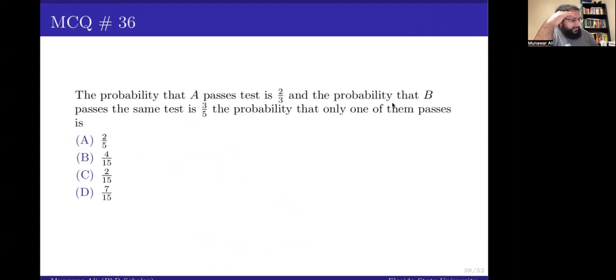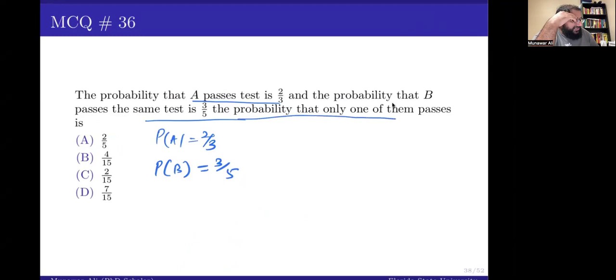Okay. So the next one is about probability. The probability that A passes a test is 2/3. So P of A, let's say, is 2/3, and the probability that B passes the test is 3/5. So probability of B is 3/5. Fine. This question is not completely displayed. So find the probability that only one of them passes. So either A passes the exam or B passes the exam.